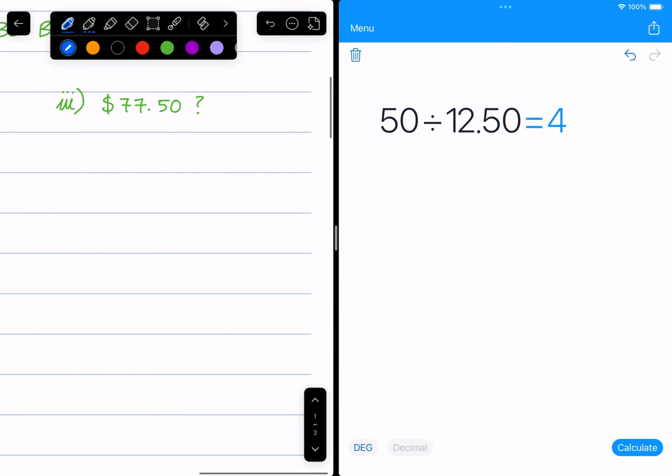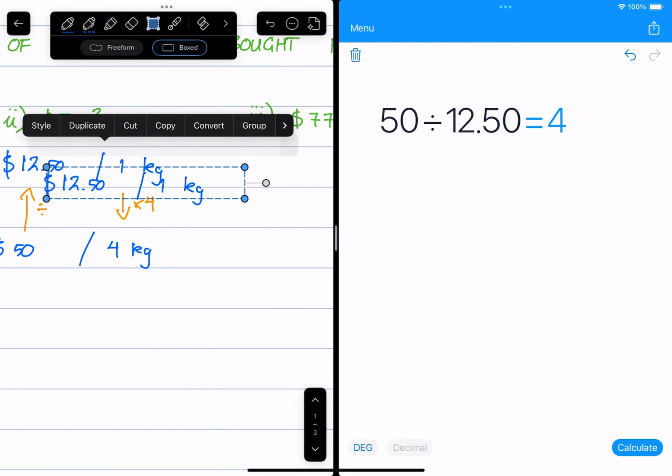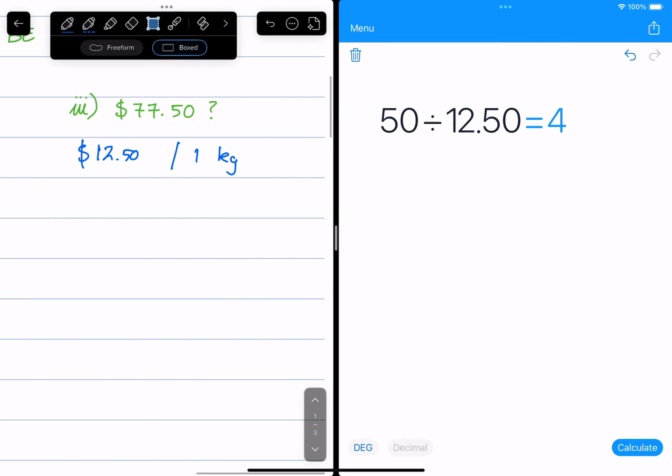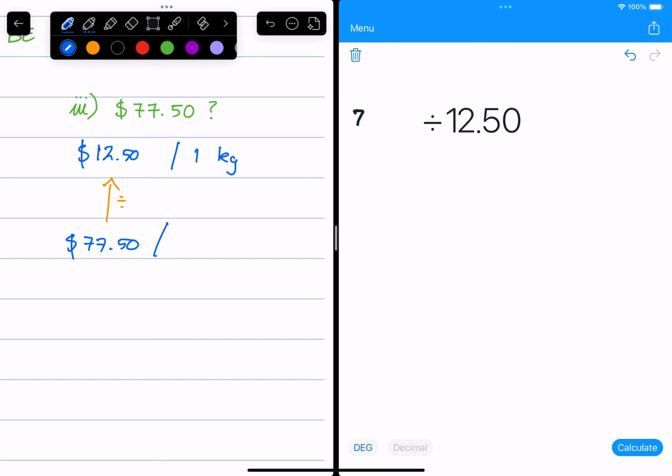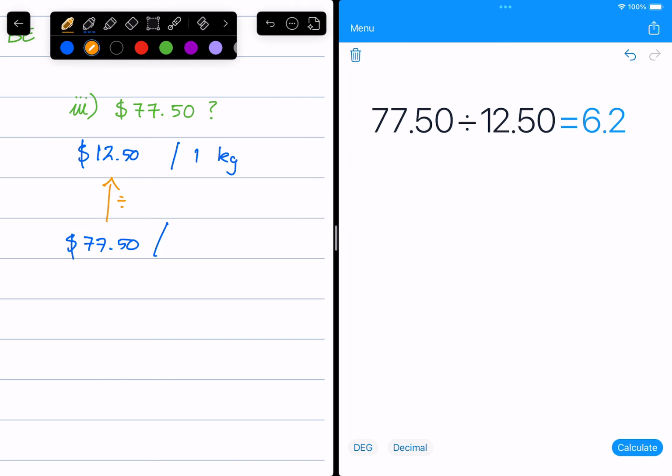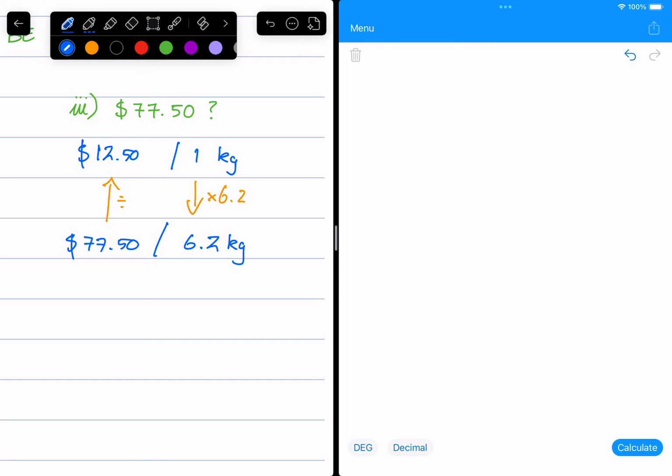Okay, so here we go, $77.50. Same deal. We always start with a given rate, preferably a unitary rate, and we write down the given piece of information below the matching unit. So $77.50. And for this, we divide going backwards. So 77.50 divided by 12.50 gets us 6.2. So that's the number we multiply this by. So 1 times 6.2 gets us 6.2 kilograms.